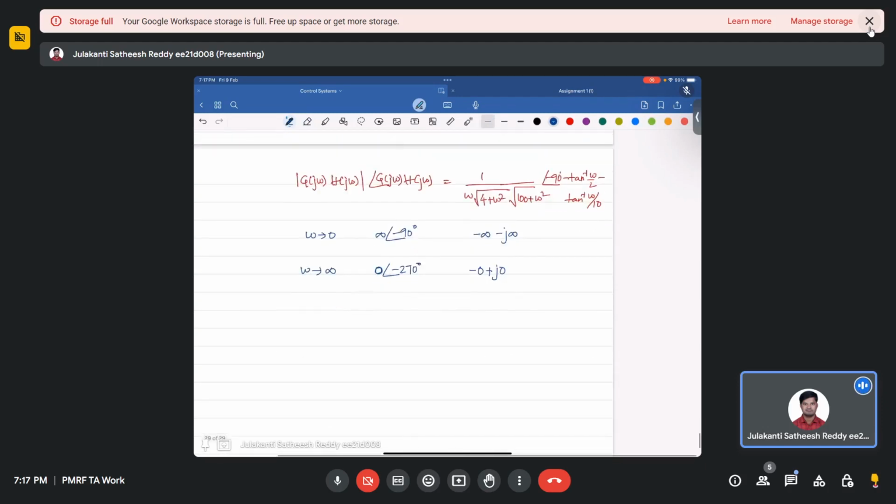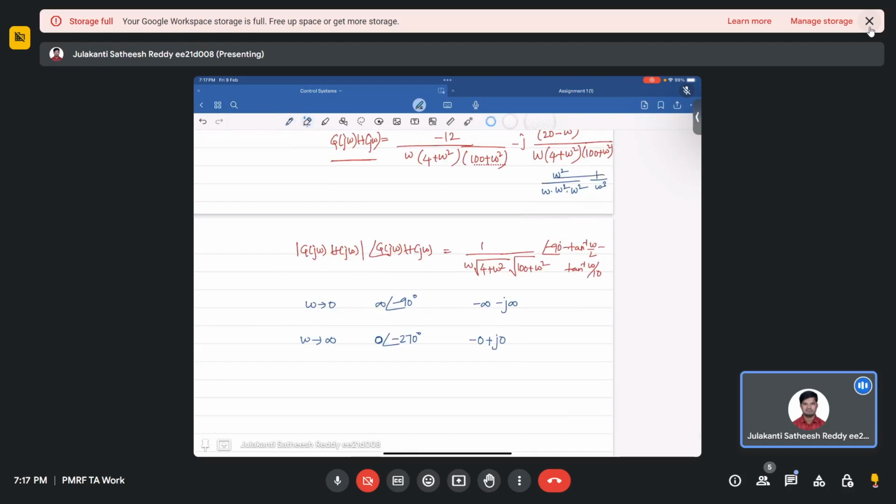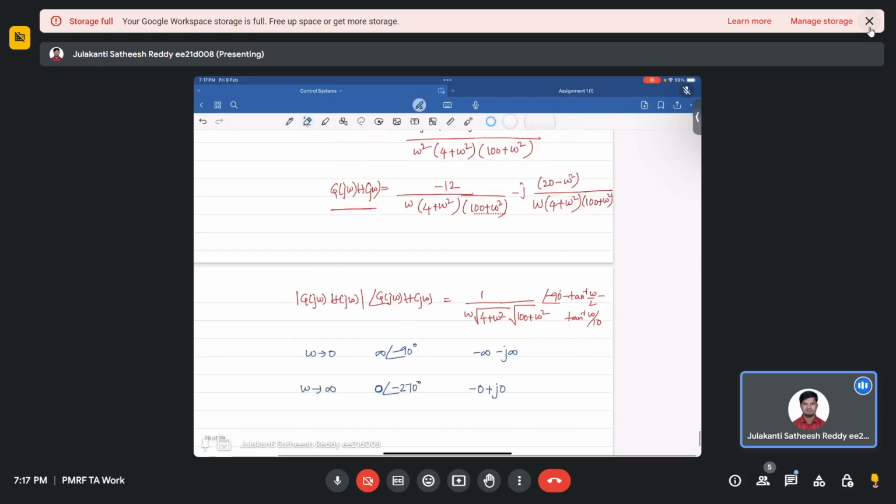Now, one more point you need to remember: is there any crossover on the plot, any crossover on the imaginary axis? If you make the real part 0, we can see at what frequency it is crossing the imaginary axis. If you make the imaginary part 0, we can know at what frequency the real part has a component, which means it is crossing the sigma line.